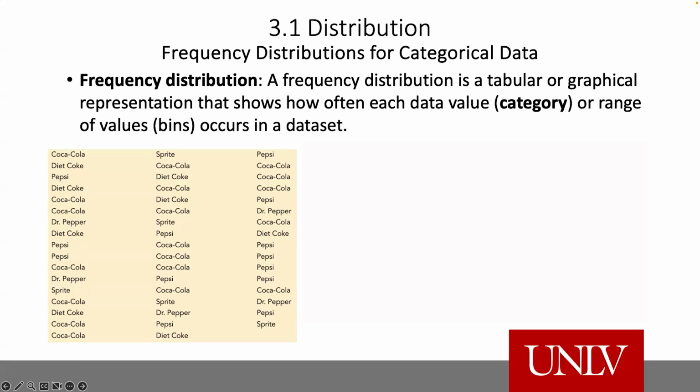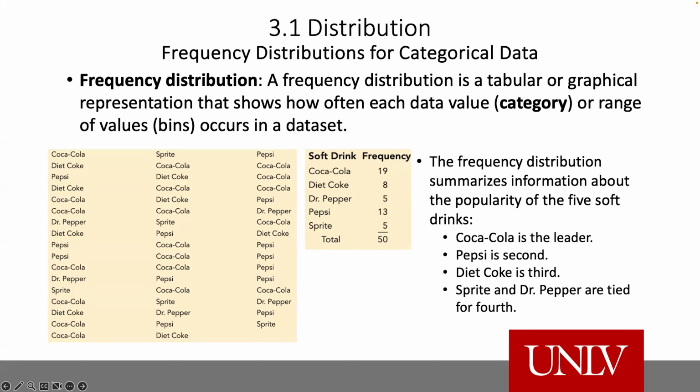So say we surveyed 50 people on their favorite soft drink. The raw list may look messy. Coca-Cola here, Pepsi there, Diet Coke somewhere else. So when we put this into a frequency distribution table, suddenly it's clear. Coca-Cola got the most votes. Pepsi came in second and Dr. Pepper barely made the list. The total still adds up to 50, but now we can see the story behind the numbers.